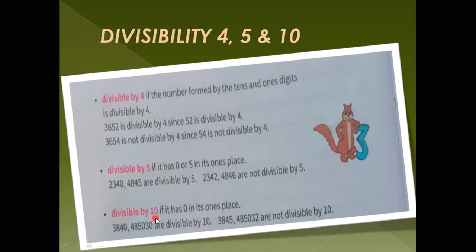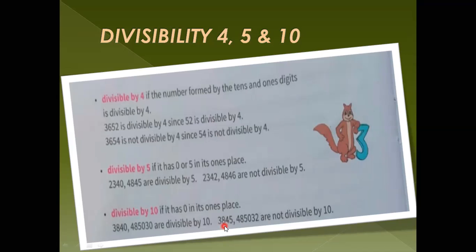And what is the rule for divisibility by 10? If it has 0 in its ones place. That means the given number should have 0 in the ones place. Then the number is divisible by 10. See here 3840, in the ones place you have 0. Next, 4,85,030, here also in the ones place you have 0. So these are divisible by 10.